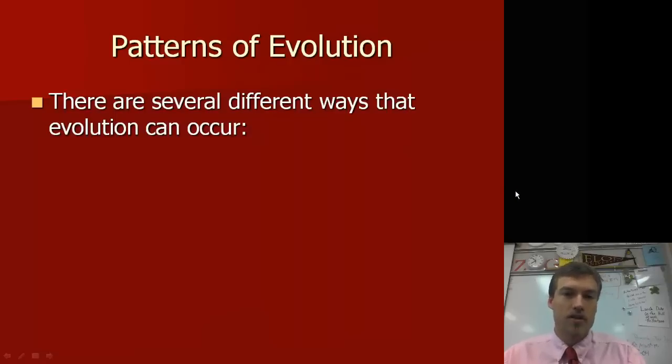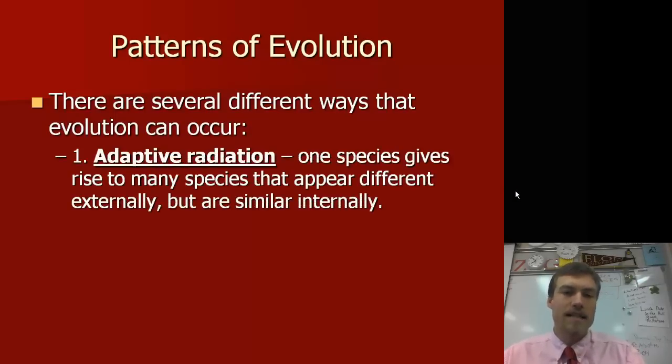So there are several different ways that evolution can occur. All right, we've got adaptive radiation, which we've mentioned before. That's where one species gives rise to many species that appear different externally but are similar internally, right? And that makes sense because they started off as a single organism, but they have over time evolved into many organisms. So yes, they might fill different niches. They might eat different things, have different appearances, but internally they're going to look similar.